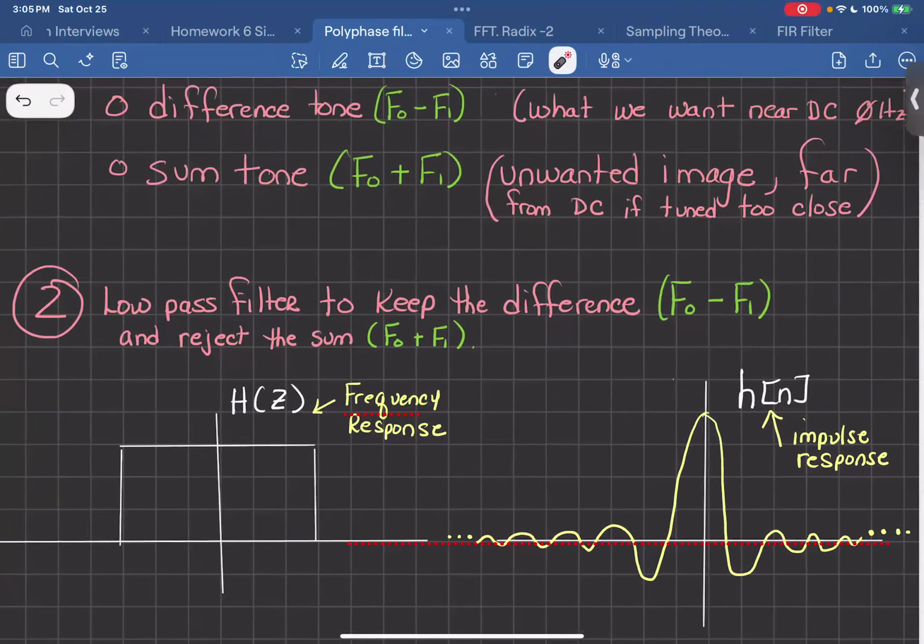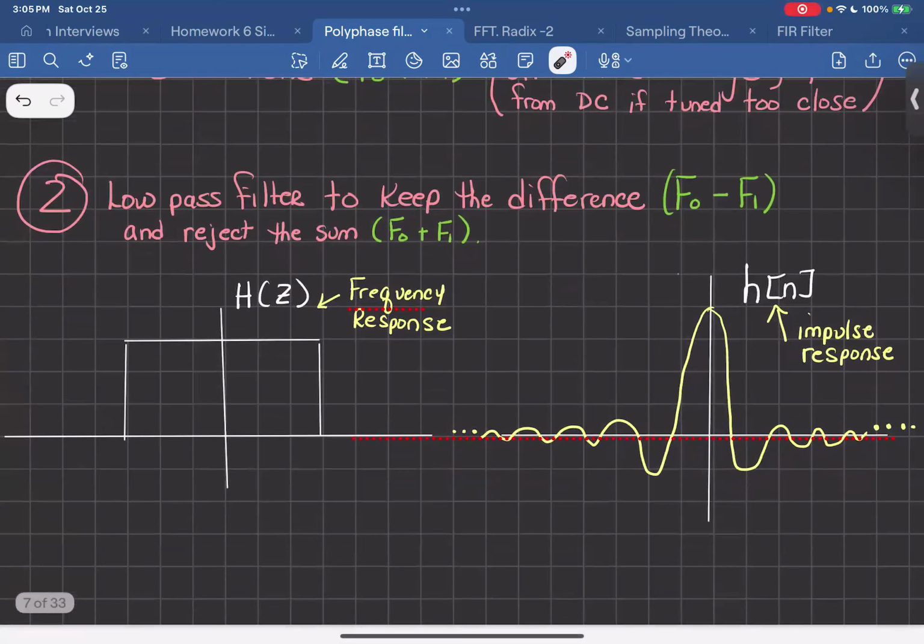And so that is why we want this ideal low pass filter, because we want to keep the difference and reject the sum. That's what we want to do. So we design a low pass filter so that we can keep everything down here at baseband and we can reject the higher order frequencies.